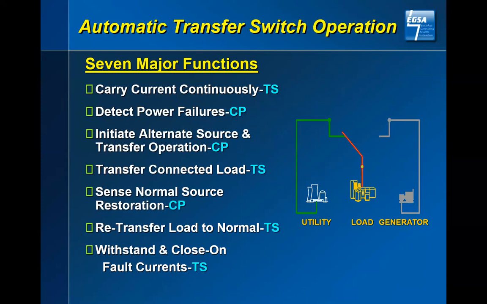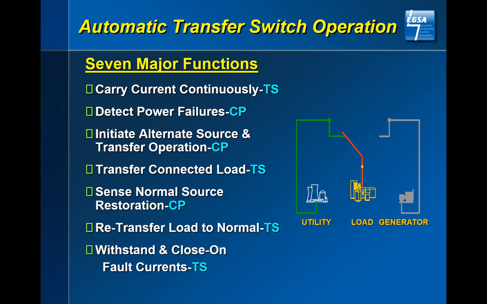Looking at the opened transfer switch, the automatic transfer switch, this is sort of what we go through. The current carrying is that transfer switch, that brawn. To detect the power, that is in the control panel. To initiate the transfer actually occurs with the mechanism, the contactor, sensing normal power back as part of the brain. Retransferring is the transfer switch, whether it's a contactor or such. And then lastly, the withstand and close on is a function of the material used in the manufacturing of that transfer switch mechanism. So look at this just for a minute.